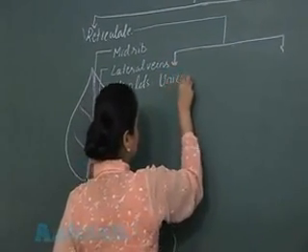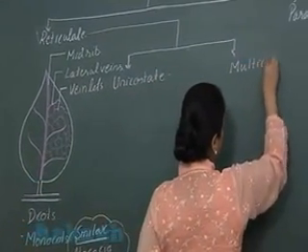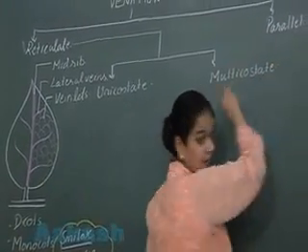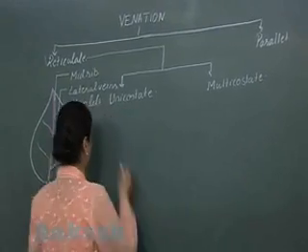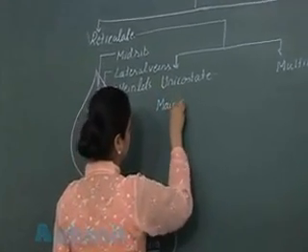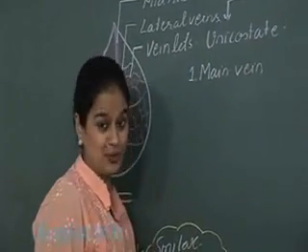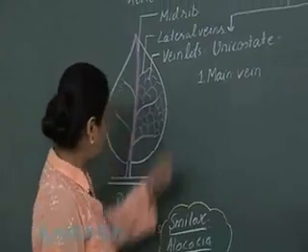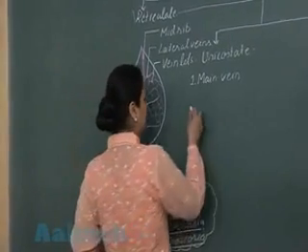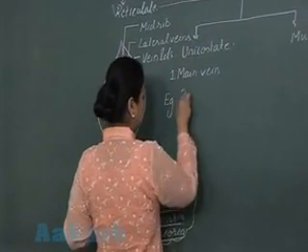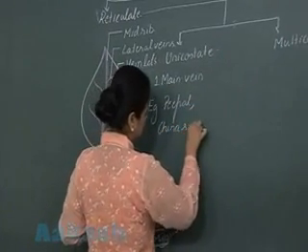That is unicostate, and another one is multicostate. जो यूनिकॉस्टेट कंडीशन है वहां पर प्रेजेंट होगी सिर्फ एक मेन वेन और वन midrib is present. Only one midrib is present in the unicostate condition. The same thing I have explained in this diagram. Now the example for the unicostate condition is peepal. Another one is China rose.